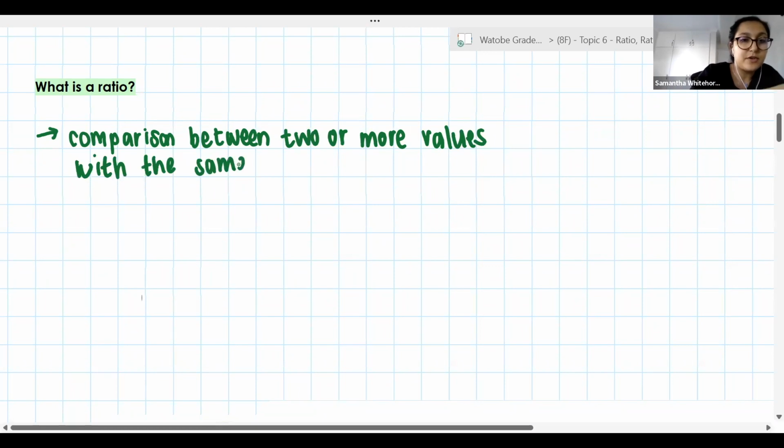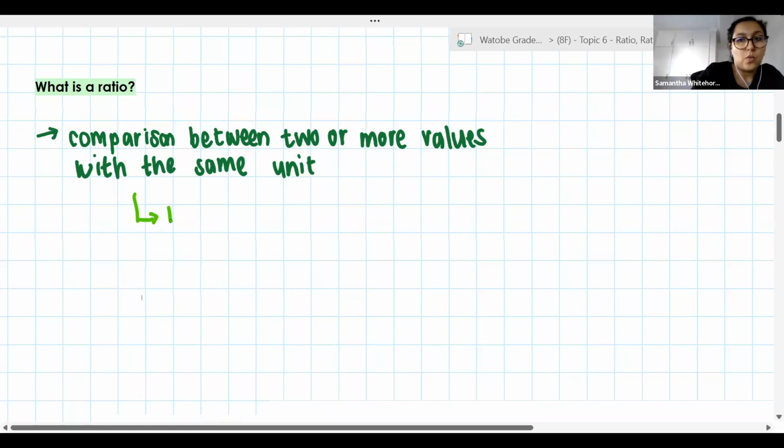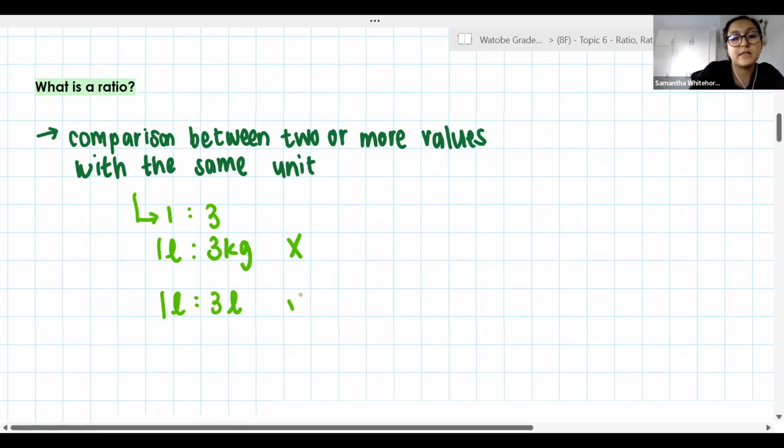So if we take Philip's example there, just to sort of expand on what I mean by the same unit. If we have the ratio 1:3, we can't have 1 liter to 3 kilograms. That is not the same unit. We want these units to be the same. So if I had 1 liter to 3 liters, I'm comparing the same unit, and so I have a ratio.